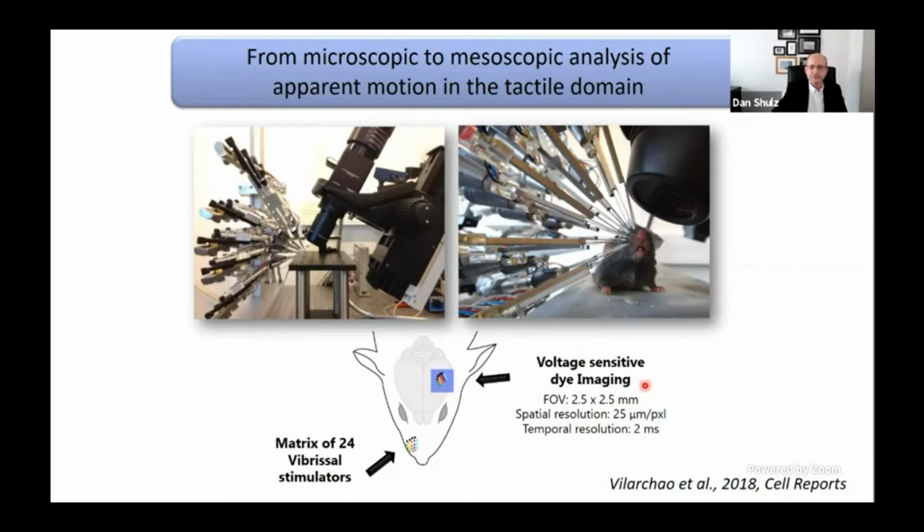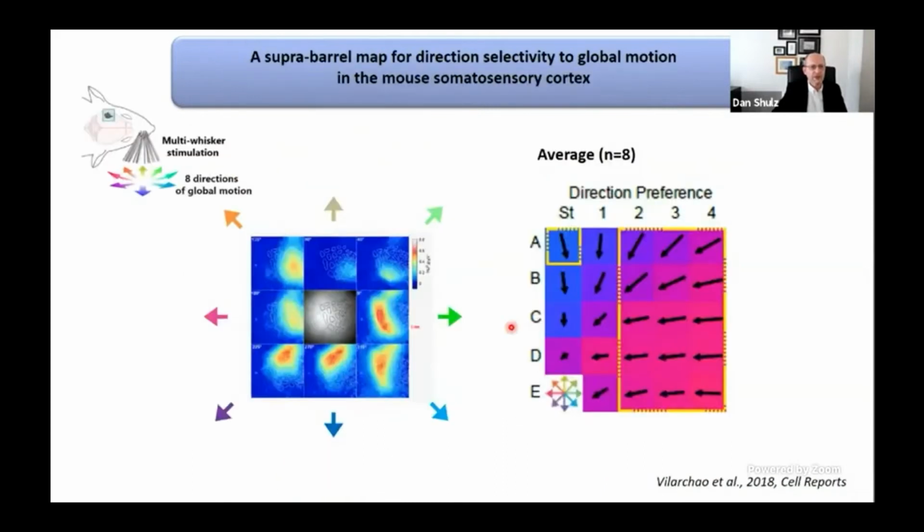And the stimulation protocol was exactly the same. So this is the overall result indicating that there is indeed a suprabarrel map of direction selectivity to global motion in the mouse somatosensory cortex. I hope this will work. These are small movies giving you the activity over the barrel cortex for the different global directions. I hope this is working.